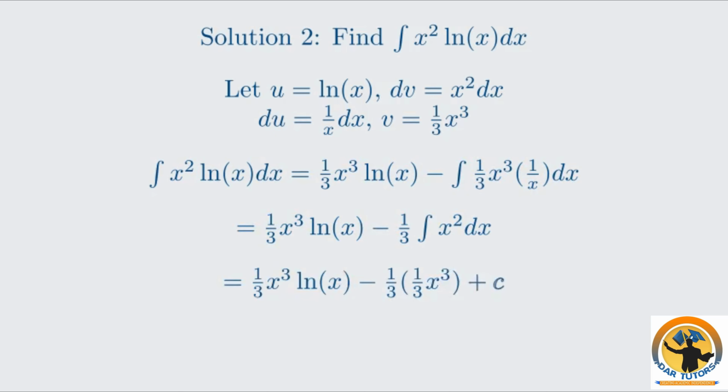Integrating x squared gives 1/3 x cubed. So the final answer is 1/3 x cubed ln x minus 1/9 x cubed plus c.